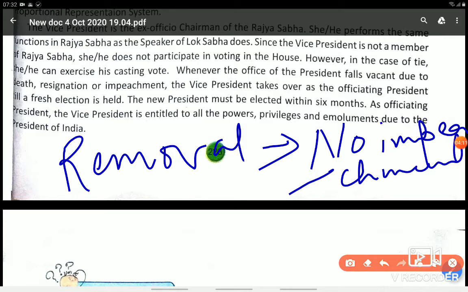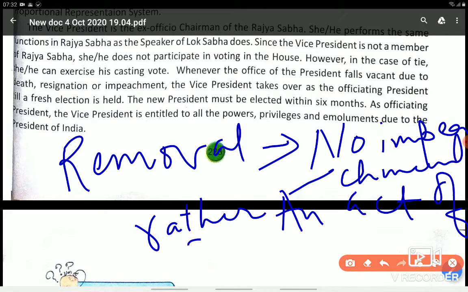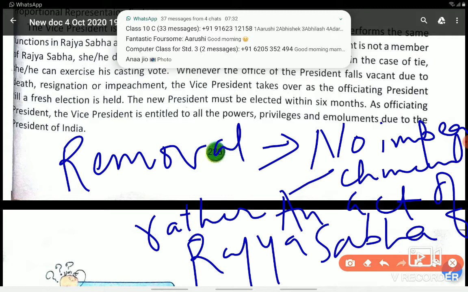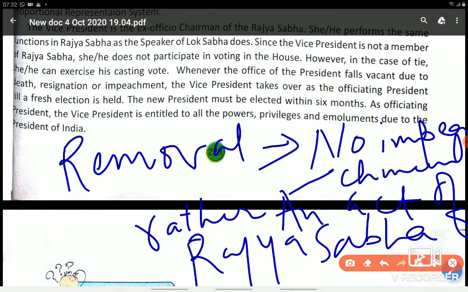Rather, an act of Rajya Sabha is passed, which is also approved by Lok Sabha. There are 2-3 cases for removal. One is if an act of Rajya Sabha is passed, for that 14 days prior information should be given to the vice president. Second is in the case of death.